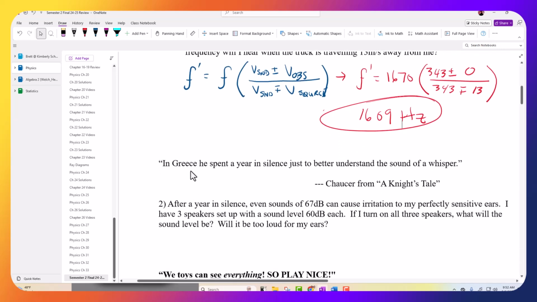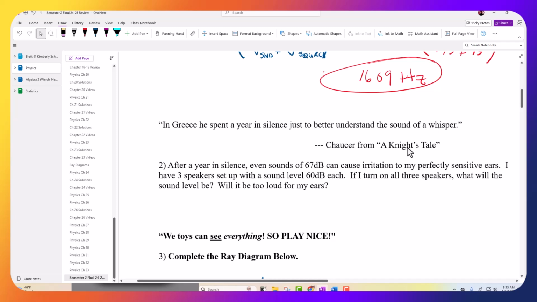In Greece, he spent a year in silence just to better understand the sound of a whisper. That's from A Knight's Tale. It's a good line relative to sound stuff.